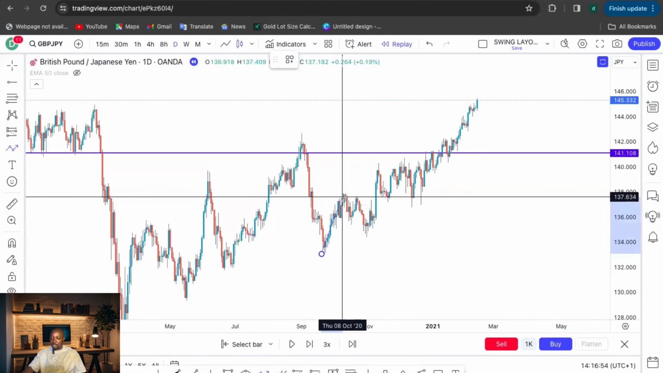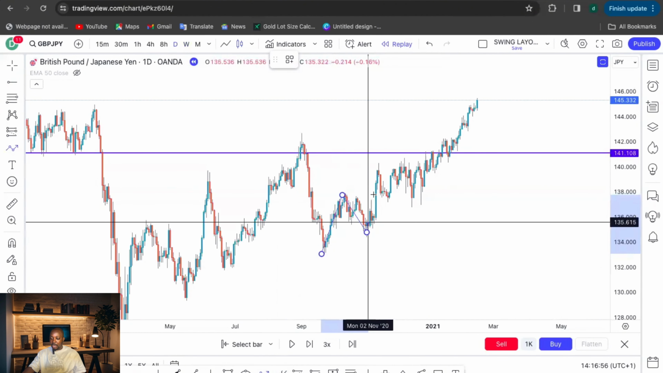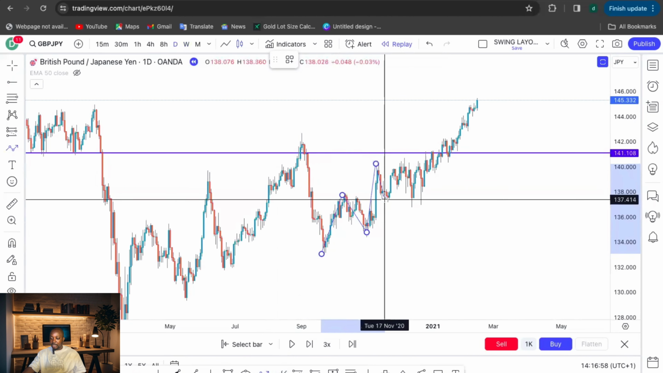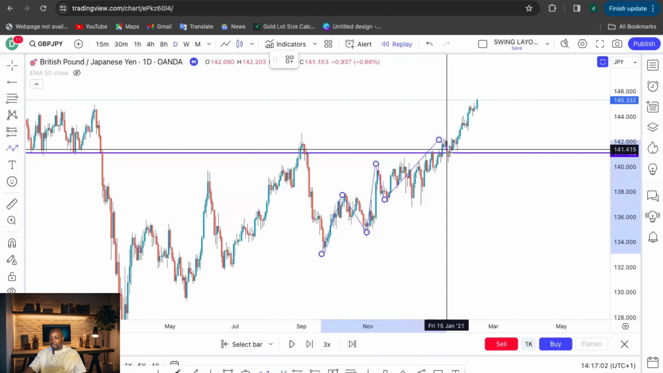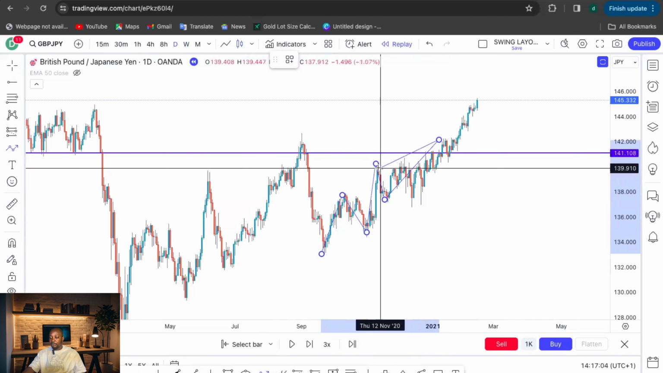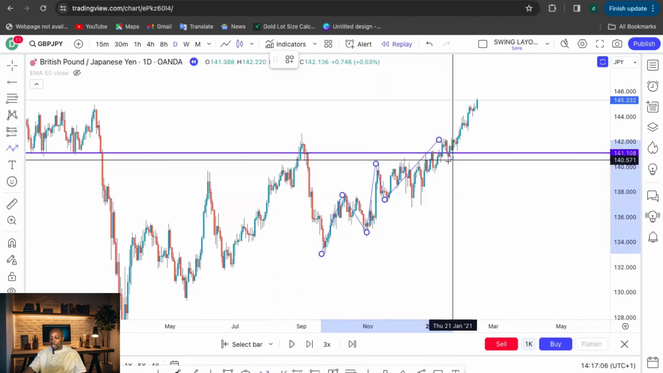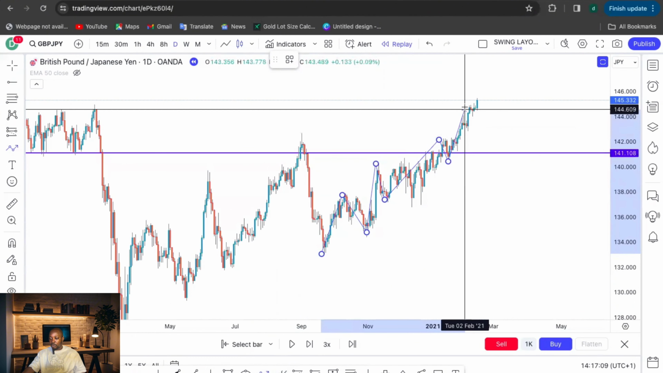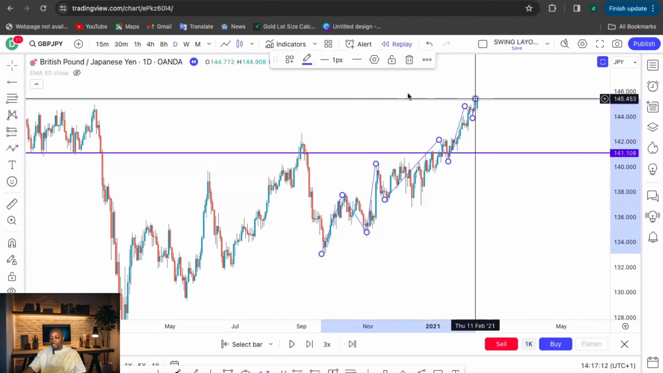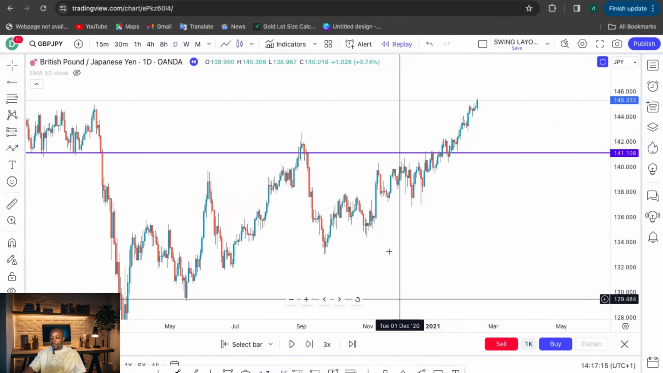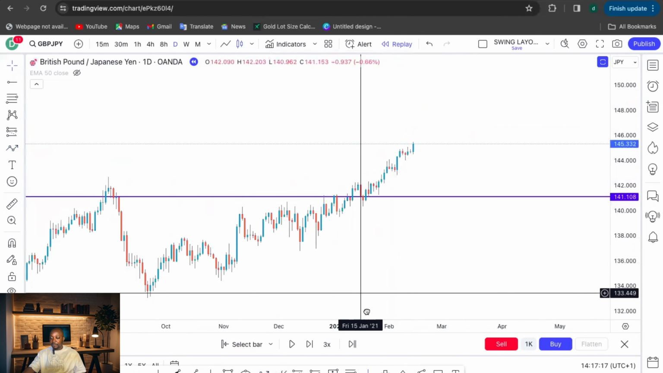Low, high, higher low, higher high, higher low, higher high. Why? This is the candle that has the two candle pullback after breaking out this high. Higher low, higher high, higher low, higher high. So this market is in an uptrend here on the daily time frame.